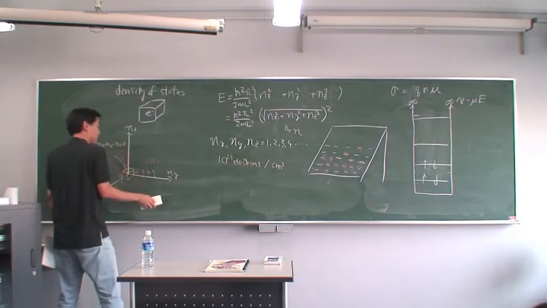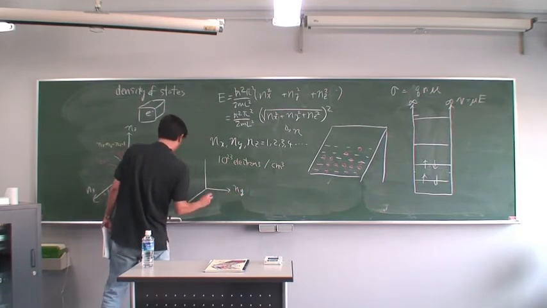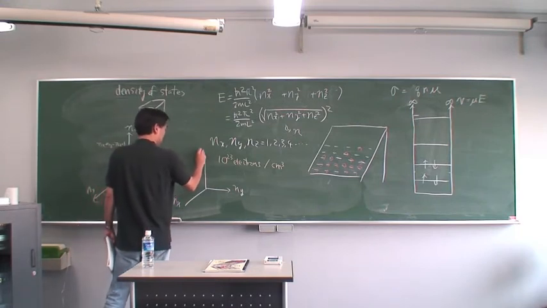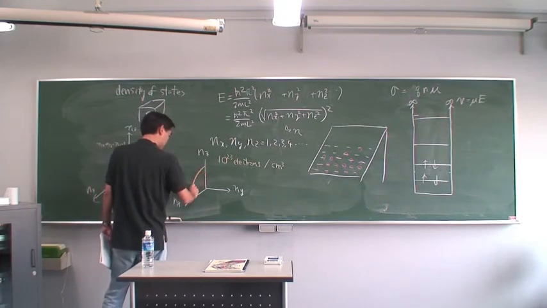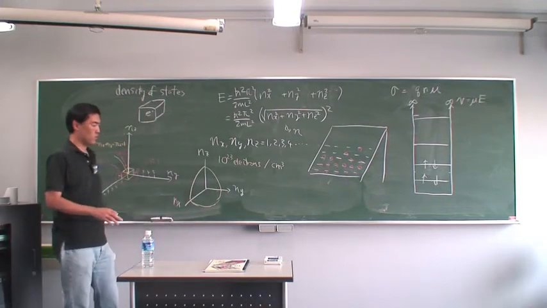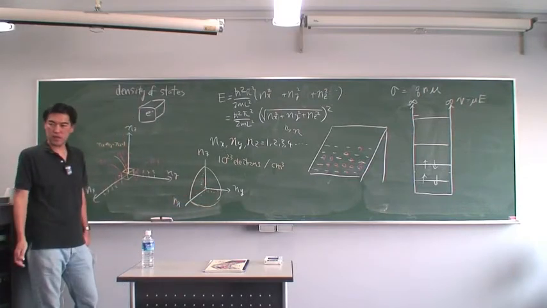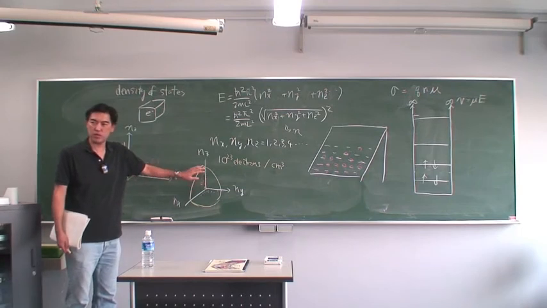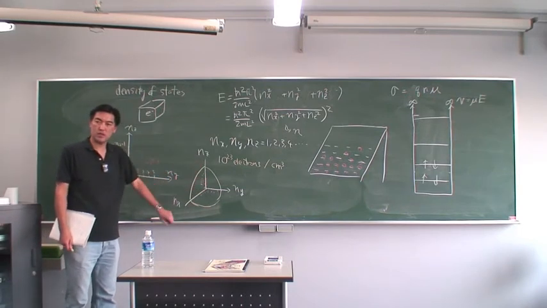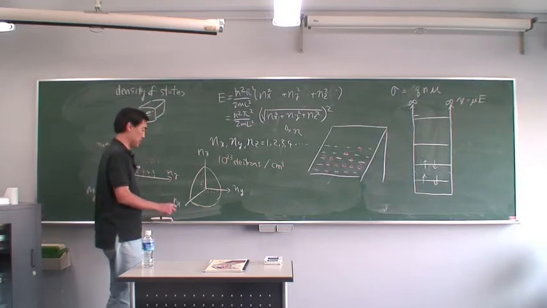At the end, what we get is something like this: nx, ny, nz. It's just a sphere, 1/8 of the sphere, inside of which is filled with all these points. There are so many points, 10 to the 22 points, reaching the surface of the sphere, okay?